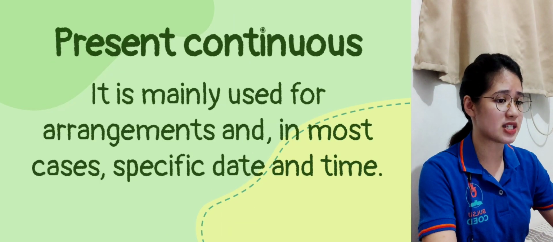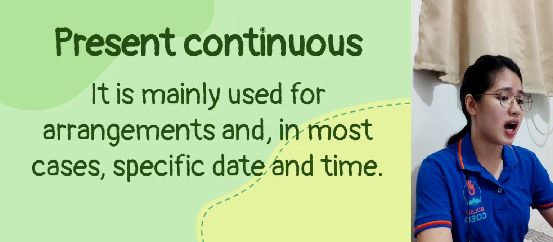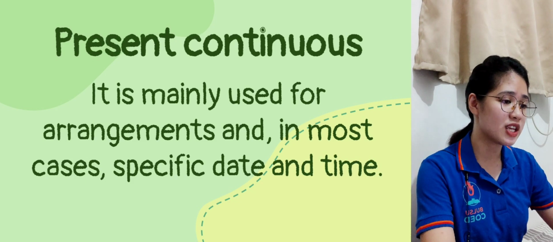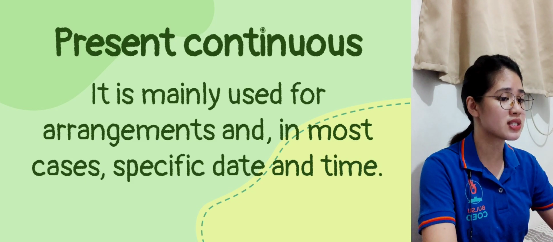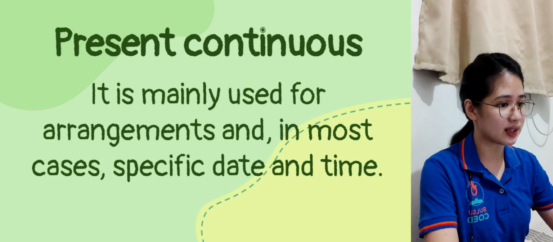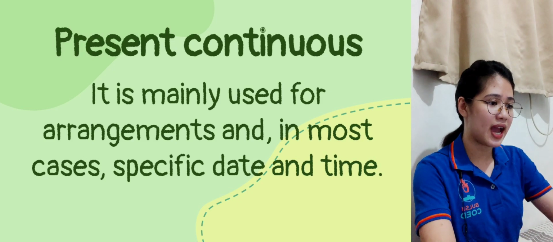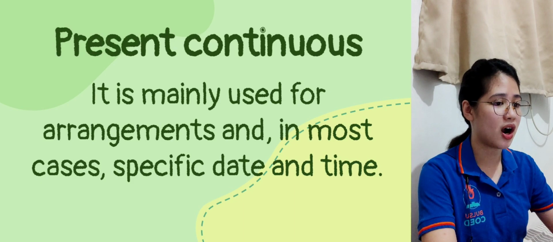But what is the present continuous? Well, the present continuous is mainly used for arrangements and, in most cases, specific time and date. For example, I have a volleyball game at 1 p.m. on Sunday.